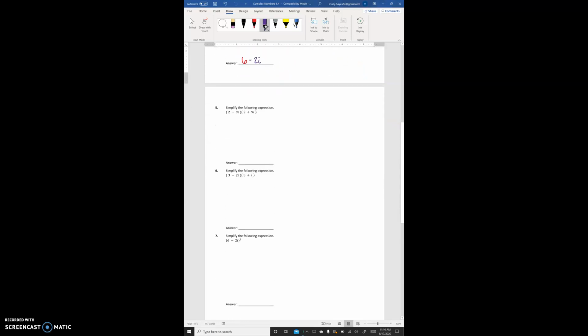Number 5, simplify. When I look at this problem, I notice that these two things right here are conjugates, meaning they have the same numbers, their signs are just different. So when this happens, the middle two terms should cancel. So let's make sure that that does happen. 2 times 2 is 4, plus 18i, minus 18i, minus 81i squared. So here I get a cancel, which is what we anticipated to happen. So I'm left with 4 minus 81i squared.